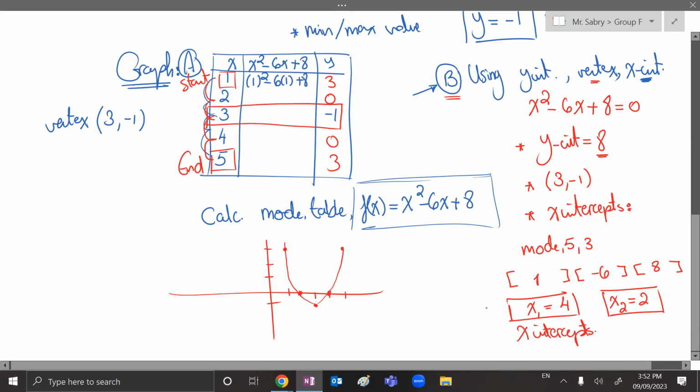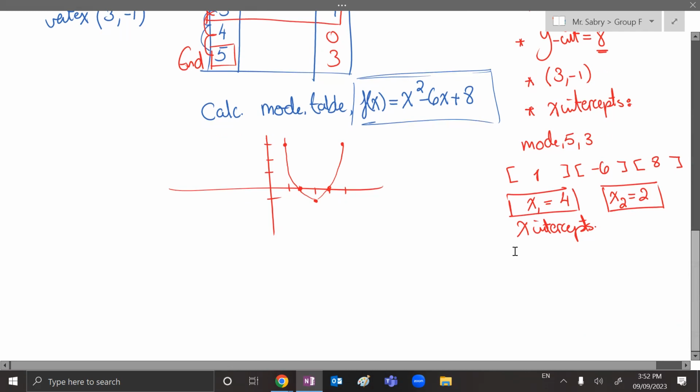So we got now the three things that are important: the y-intercept, the vertex, the x-intercepts. How do we graph? The same exact method. X-y axis. Slope is linear.